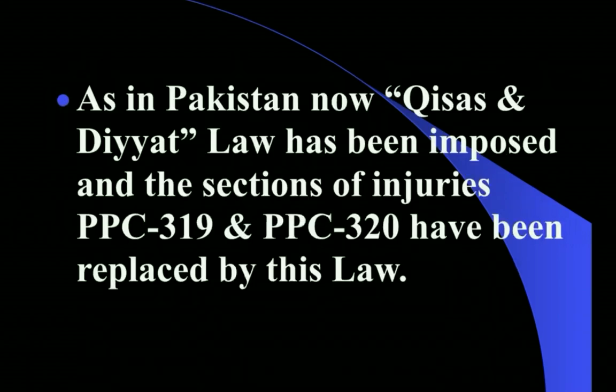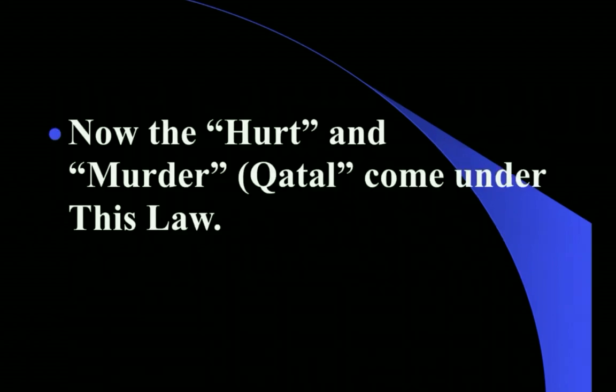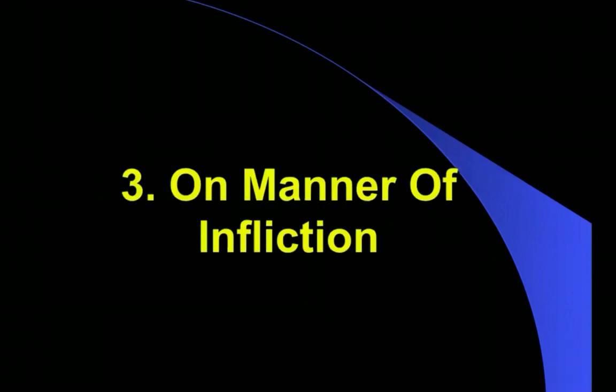And now in Pakistan, the law for the injuries, which was previously PPC 319 and PPC 320, now has been replaced by QISAS and DIYYAT law. QISAS is equal amount of damage, and DIYYAT is the compensation. So we have to fix the nature of injury according to QISAS and DIYYAT ordinance or law. Now the hurt and murder, which is qatl, come under this law.